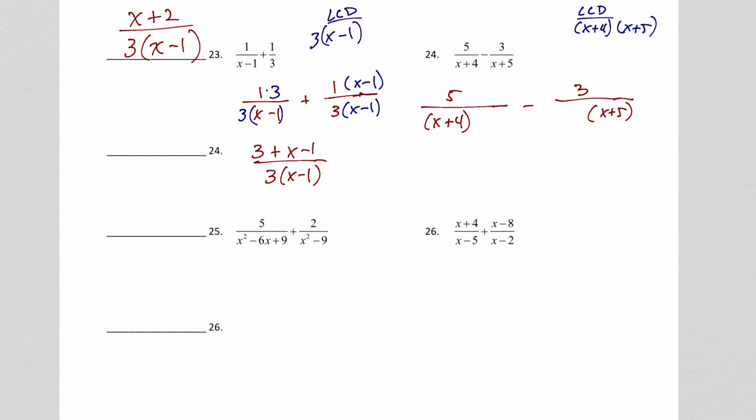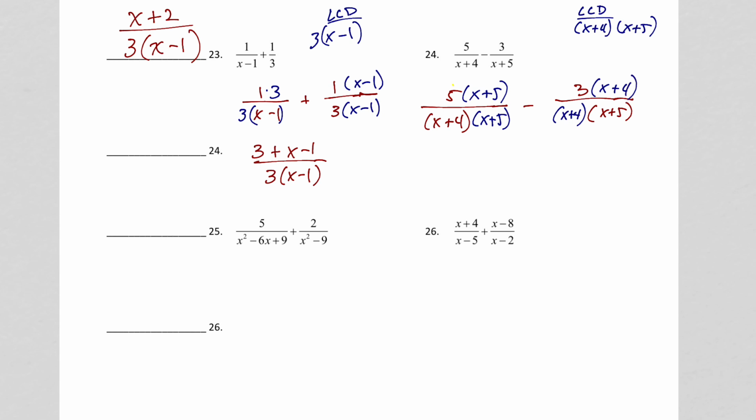Now, we need to do what we need to do in order to make this look like this. So we need to multiply this by x plus 5. And if you do that, you have to do that in the numerator as well. And then now we have to make this look like this by multiplying each top and bottom by x plus 4. So since we multiplied that by x plus 4, we have to multiply this by x plus 4.